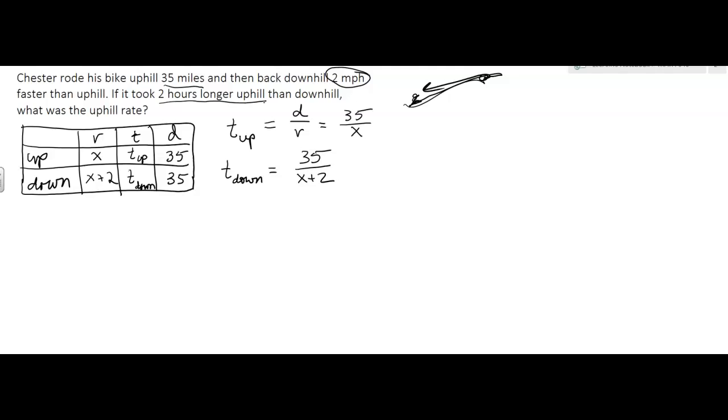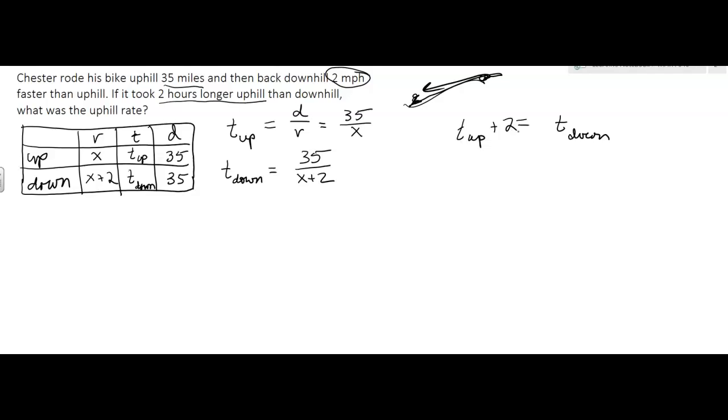So if these times, okay, let me think of it this way. 2 hours up, 2 hours down. I'm trying to come up with an equation, right? So who do I add the 2 hours to? It takes him longer to go uphill, right? So I'm going to add the 2 to that. So you might have to rewind it and think about that a little bit.